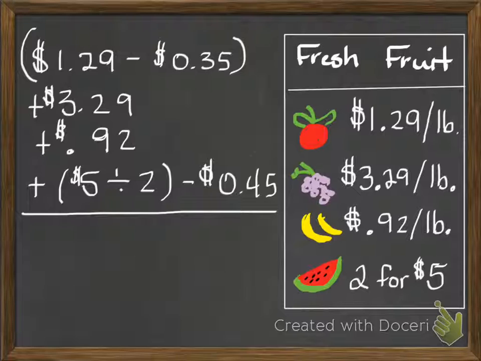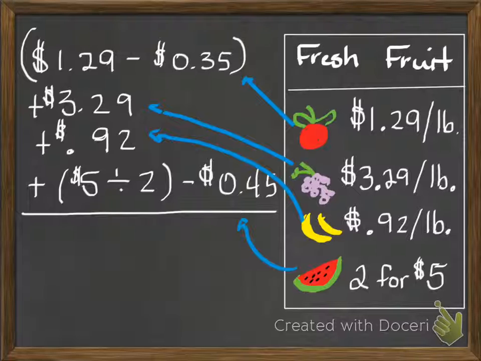So what I've done is I have written out every single fruit and then the coupon. First I wrote down the apples. You can see that right there, they're $1.29, and she has a 35-cent off coupon. So she's going to subtract 35 cents from $1.29. Then we're going to add the cost of the grapes, $3.29. We'll add the cost of the bananas, 92 cents. And then the watermelon are $5 for 2 of them. So we'll have to divide $5 by 2 to find out the cost of one, and then subtract the 45 cents to find the total. So after I figure those out, then I'll add them all up.